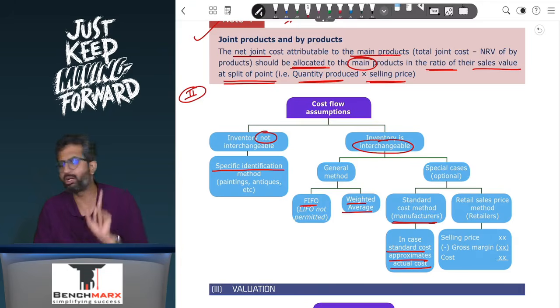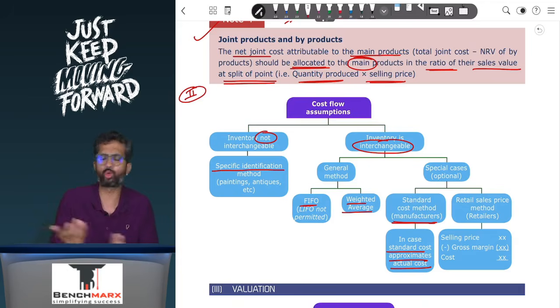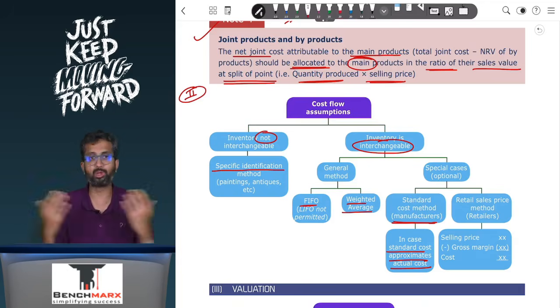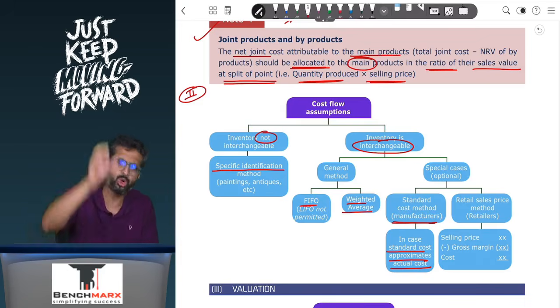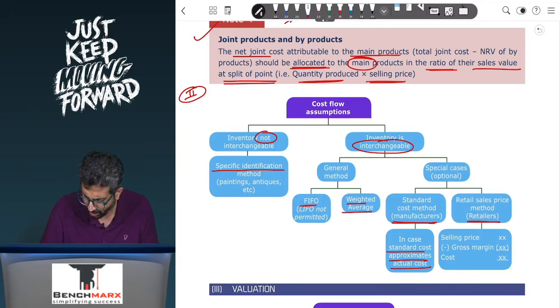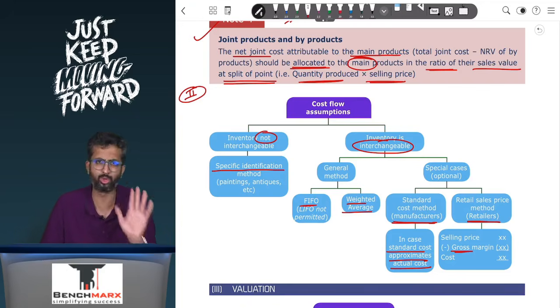Remember, it is not mandatory to use this method. You can always use FIFO or weighted average. Like in today's environment, there's barcoding, so you can easily find out even for a departmental store. However, if you don't have that, it will be very tedious, and hence the standard allows you to take the total sales value of the unsold items minus the gross margin, and that will give you the cost. Again, we'll do a sum on this. So retail sales price method used for retailers, selling price minus gross margin should give you the cost.